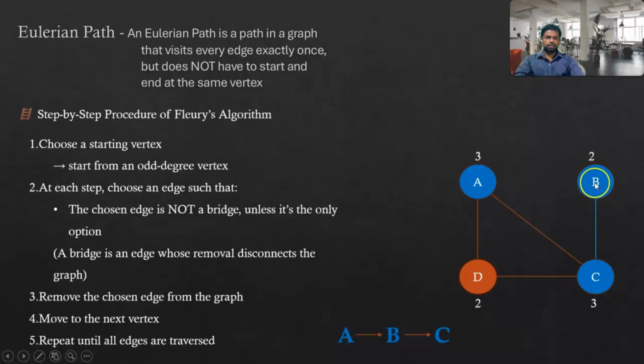And again from B, there is only one edge, that is to C, and we'll go to C. After deleting this edge, B will also be deleted because there are no edges connecting it to the graph. And then from C, we can either go to D or A. If we go to D and delete this edge, we still have a connected graph.